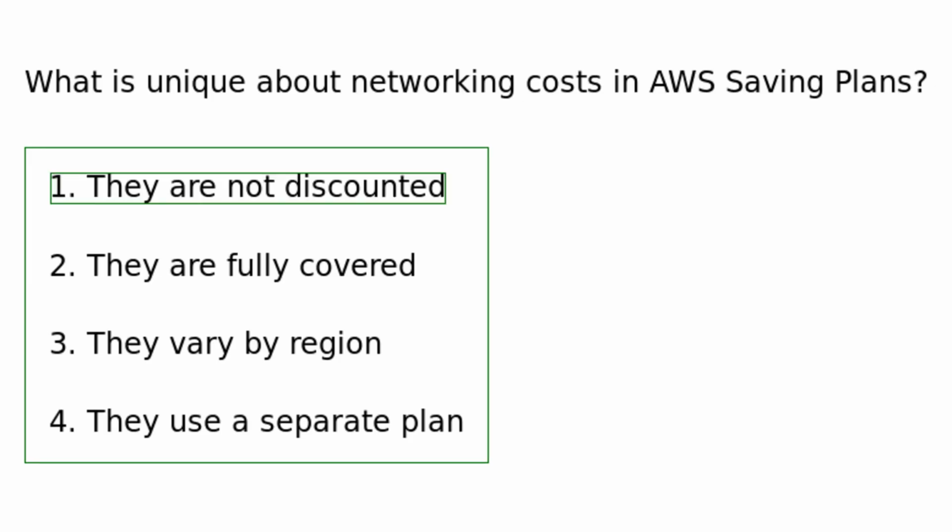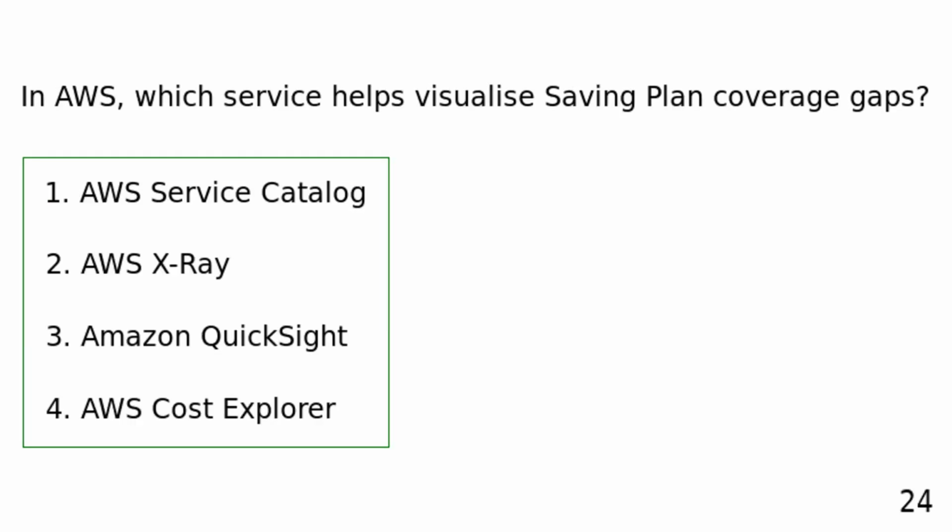Networking costs, such as data transfer, are not discounted by AWS saving plans. They continue to be billed at standard on-demand rates. In AWS, which service helps visualize saving plan coverage gaps? AWS Service Catalog. AWS X-Ray. Amazon QuickSight. AWS Cost Explorer.